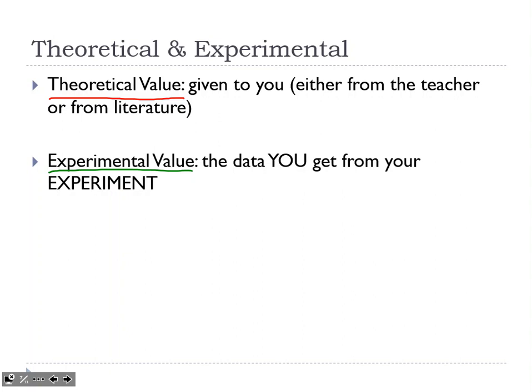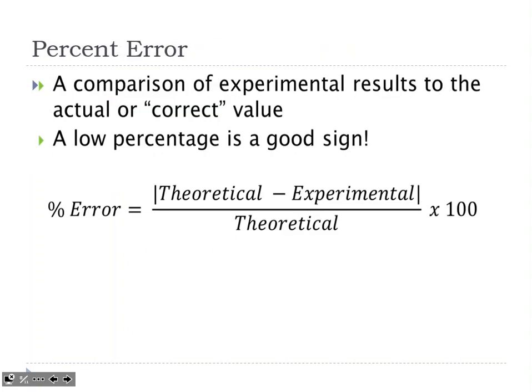So we use these terms, theoretical and experimental, for our percent error equation. It's a comparison of the experimental results to the actual or correct value. A low percentage is a good sign because that means you're not off by very much. So it's always the theoretical, or actual or accepted, whatever you want to call it, minus the experimental, which is the data you get in your lab, over the theoretical times 100.